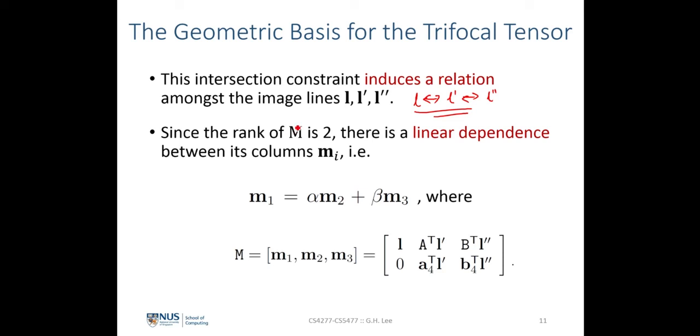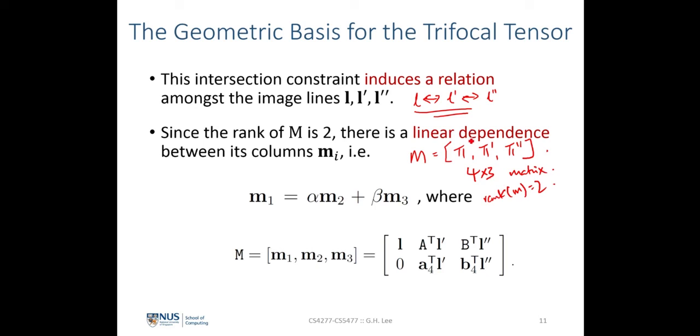And since the rank of M over here is 2, what it means is that there must be a linear dependence in the columns, because we saw earlier on that M consists of pi, pi prime and pi prime prime. So this is actually a 4 by 3 matrix. And what this means is that since the rank of M is only equal to 2, this 4 by 3 matrix is a rank deficient matrix.